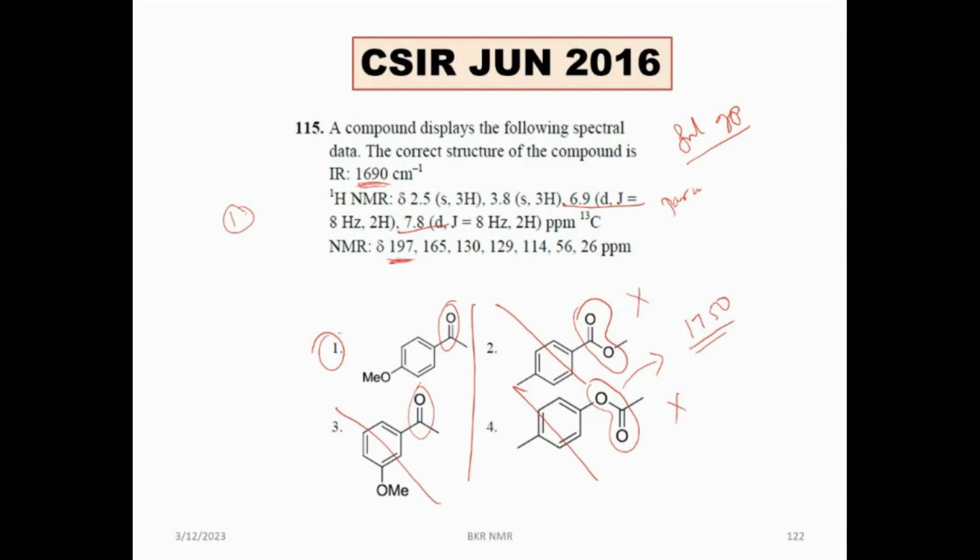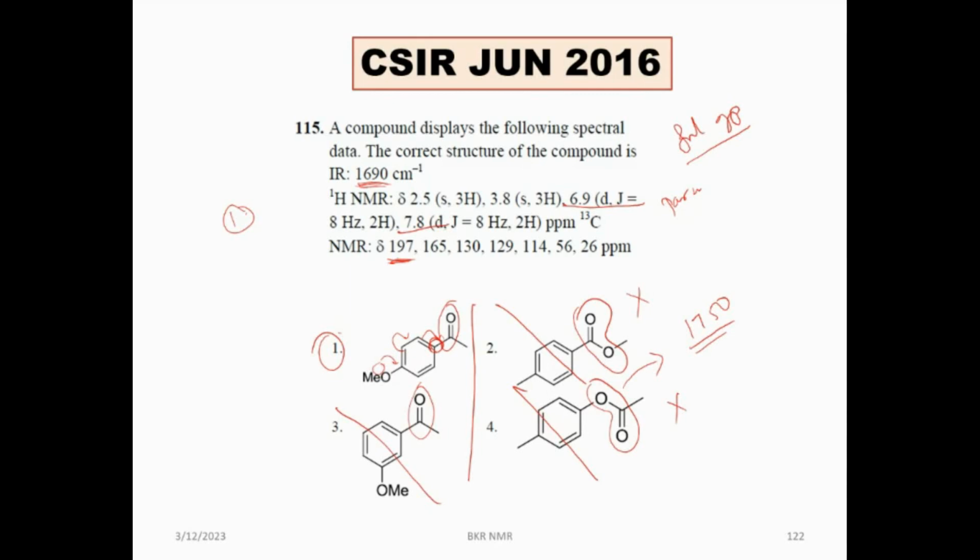Generally, when you have a ketone, you will see about 200. But why is this ketone so shielded at 197? Normally, what value should a ketone carbon have? 200 and above. But why is it 197 here? Because you have an electron donating group para. It will give you electrons, so you will have a negative charge here, and the carbon will be shielded. So the value reduces a little. Otherwise, a ketone carbon will usually be around 200.